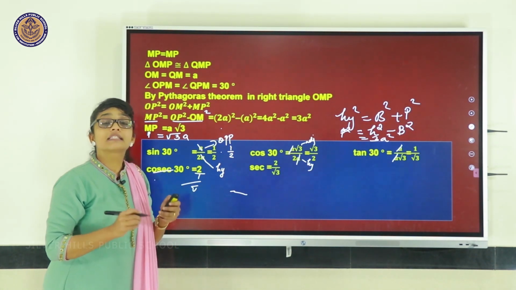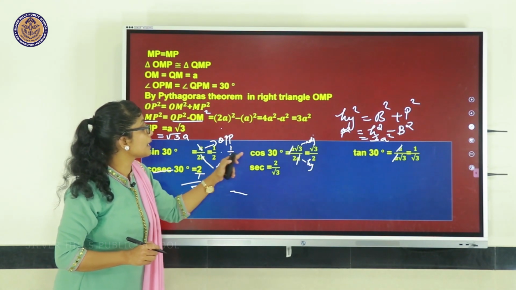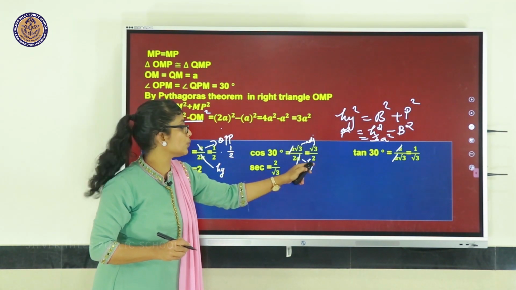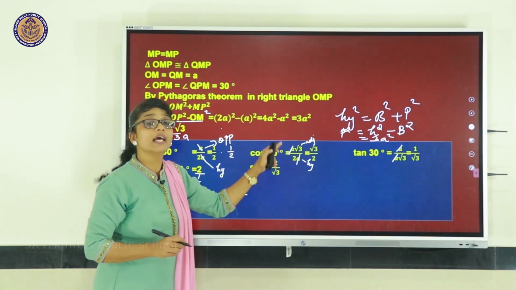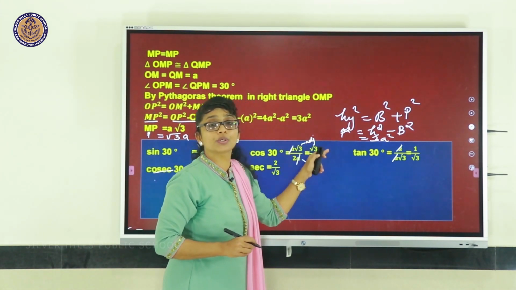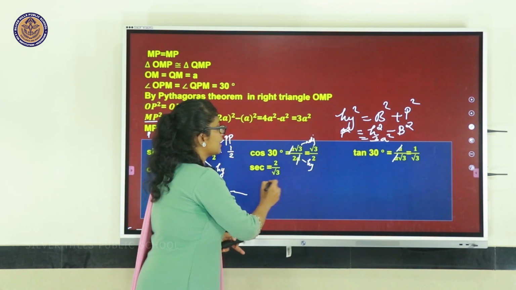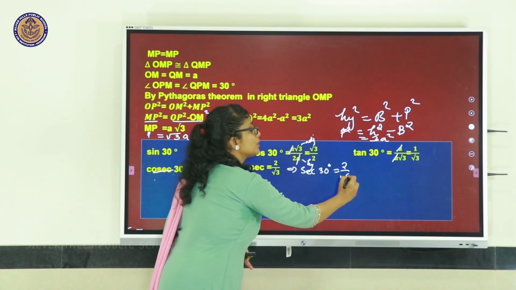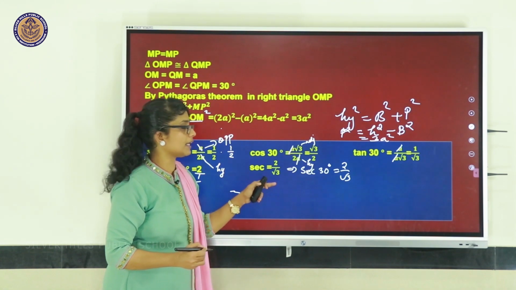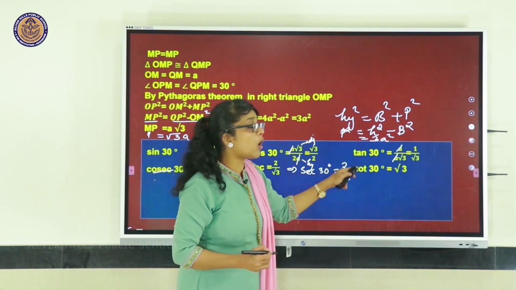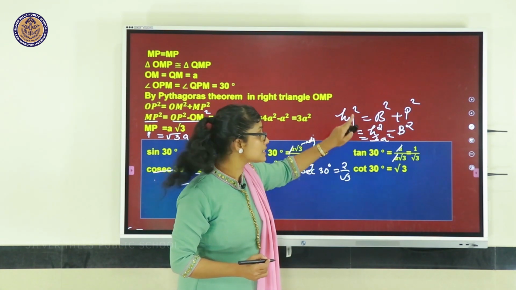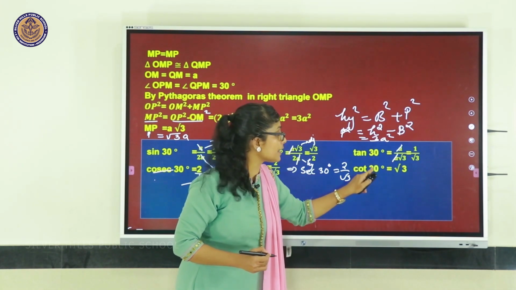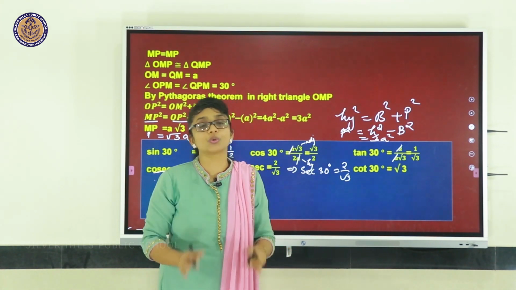And next one is sec 30. Sec 30 is reciprocal of cos 30. What is cos 30? Root 3 by 2. Reciprocal of cos 30 is 2 by root 3. Sec 30 is equal to 2 by root 3. And the next one is cot 30. Cot 30 is reciprocal of tan 30. What is tan 30? 1 by root 3. Then reciprocal of tan 30 is root 3.